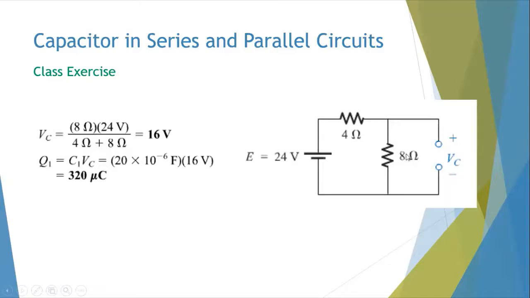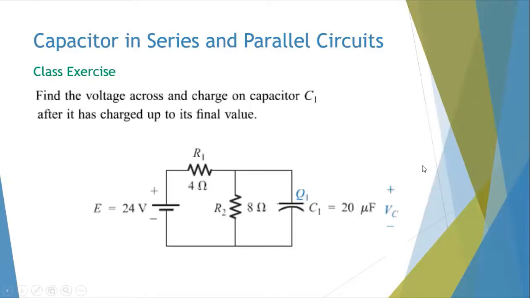If you did not have this 8 ohm resistor here, then the final voltage you would get across your capacitor would be equal to 24 volts. We'll look at some examples of that later. But what I want to stress here is that was your initial circuit, and at the start you can't replace the capacitor by an open circuit because the capacitor still has current flowing through it.